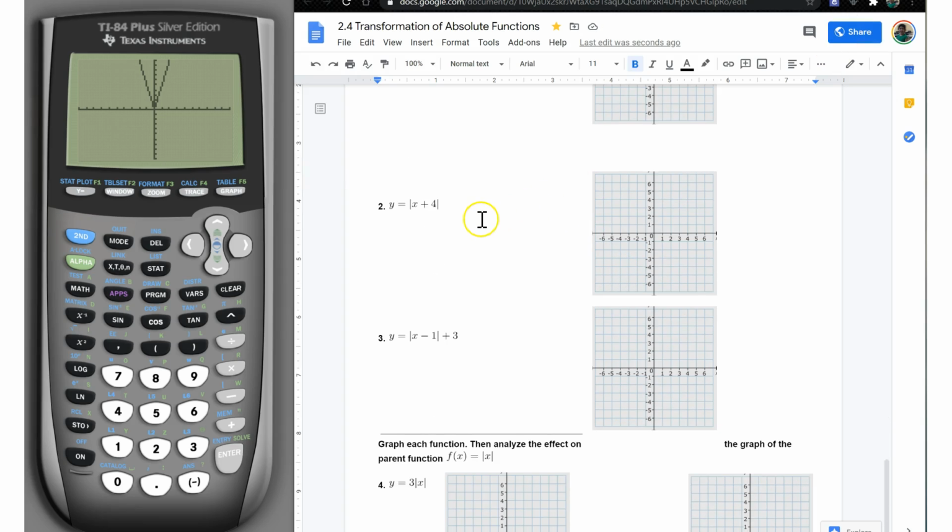For number 2, the absolute value of x plus 4, the 4 is going to shift the parent function to the left 4 units.